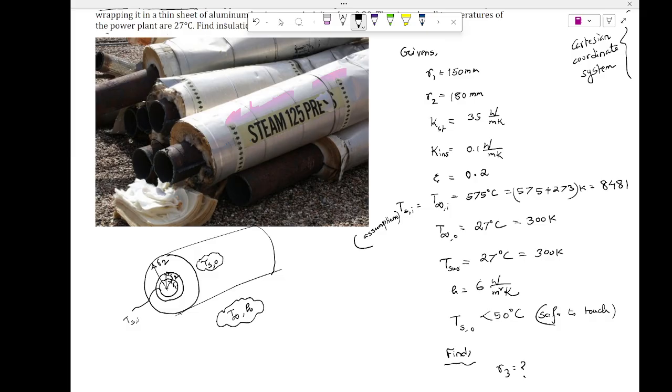Everybody understand what is T infinity? What does infinity mean? Like the fluid temperature. What is TSI? S means the surface. I means inside. So inside is still a temperature, right? So yeah, that's how it is.